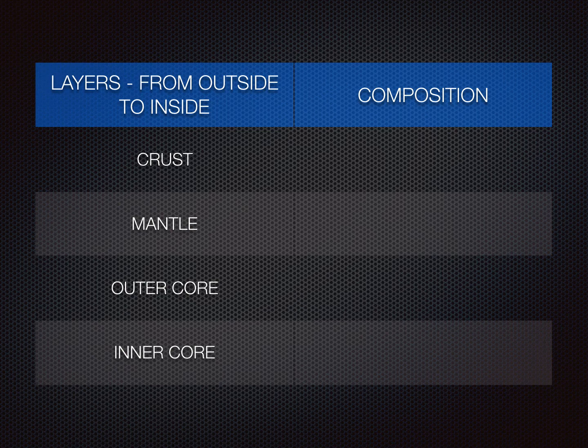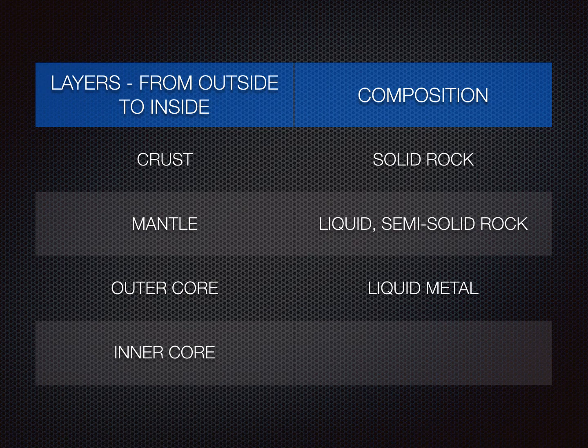The right side of this chart is called composition. And if you don't know, composition is what something's made out of. Now, you can get really technical with this, but in 6th grade, you have to know the basics. You need to know the crust is solid rock, and the mantle is liquid or semi-solid rock. The outer core would be liquid metal, and the inner core would be solid metal.